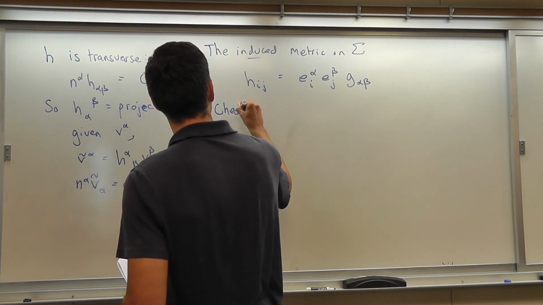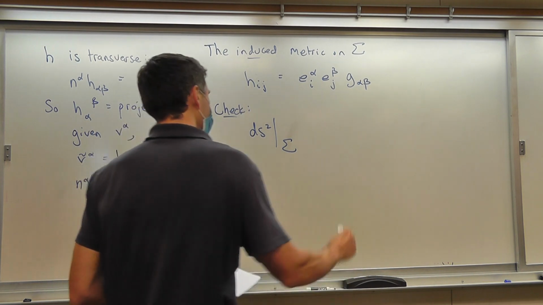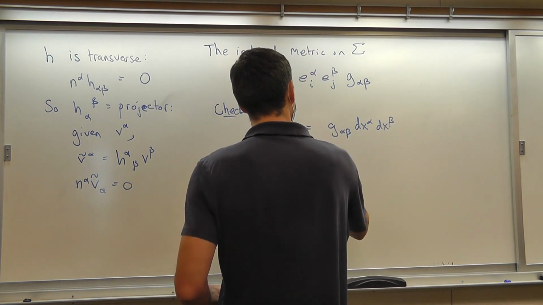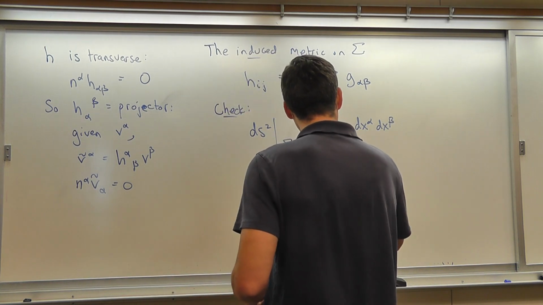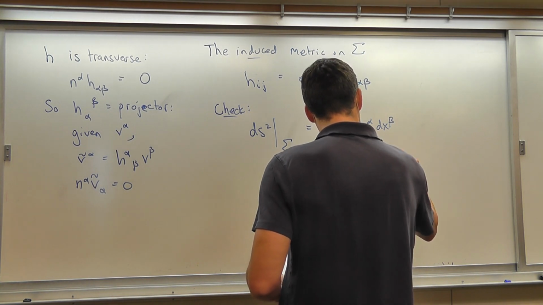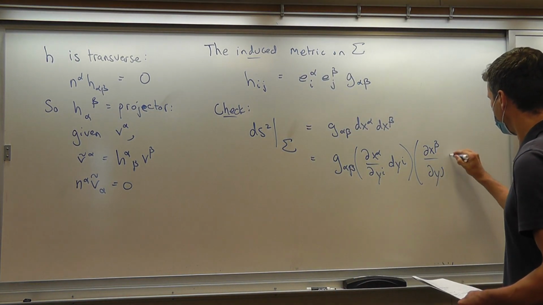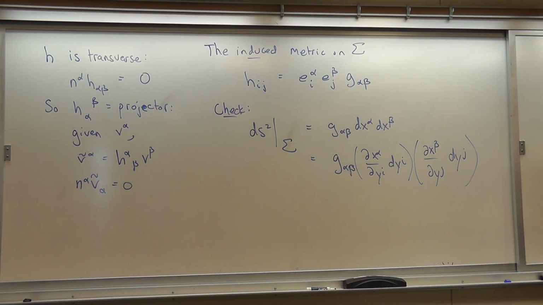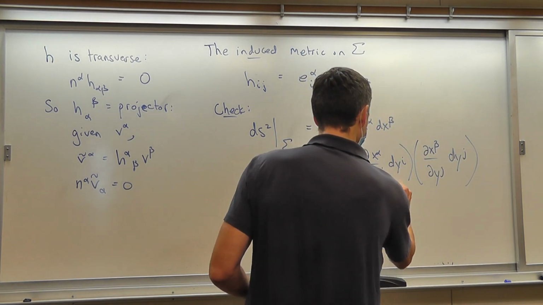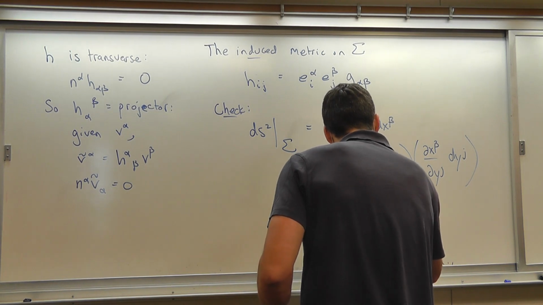To check this fact, we just calculate the line element ds squared restricted to the submanifold. So this is G alpha beta, dx alpha, dx beta. And now we do the change of variables from x to y. It's G alpha beta, dx alpha over dyi, dyi, dx beta over dyj, dyj. And these derivatives here are the Ei alphas. So this is, as claimed, Hij, dyi, dyj.